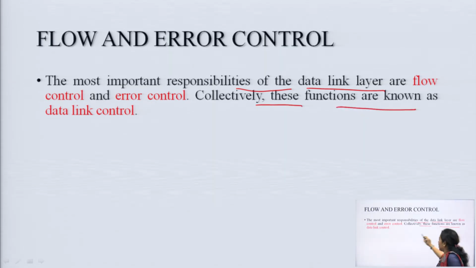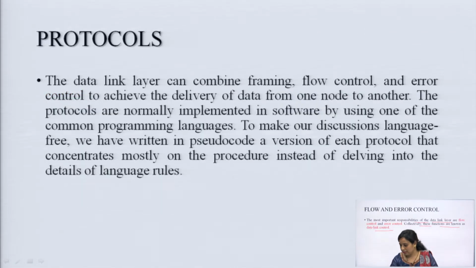Collectively, these functions are known as data link control. Next, after flow control, error control is also there. What is error control? It consists of two operations, error checking and error correction. In error checking, you have to check whether an error has occurred or not, and in error correction, you have to correct that particular error. If an error has occurred, you have to remove it. So, this is the function of error control. Both the operations of flow control and error control have to take place at the data link layer.